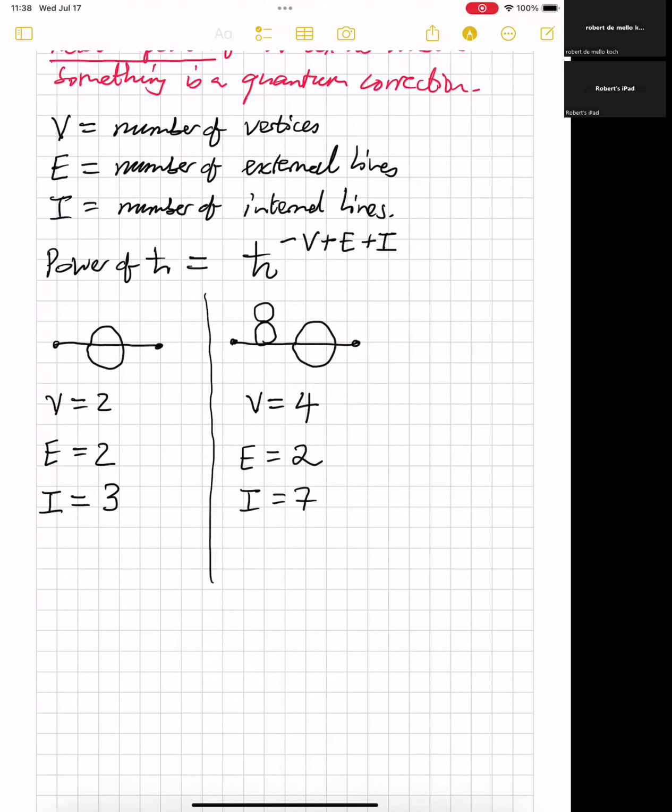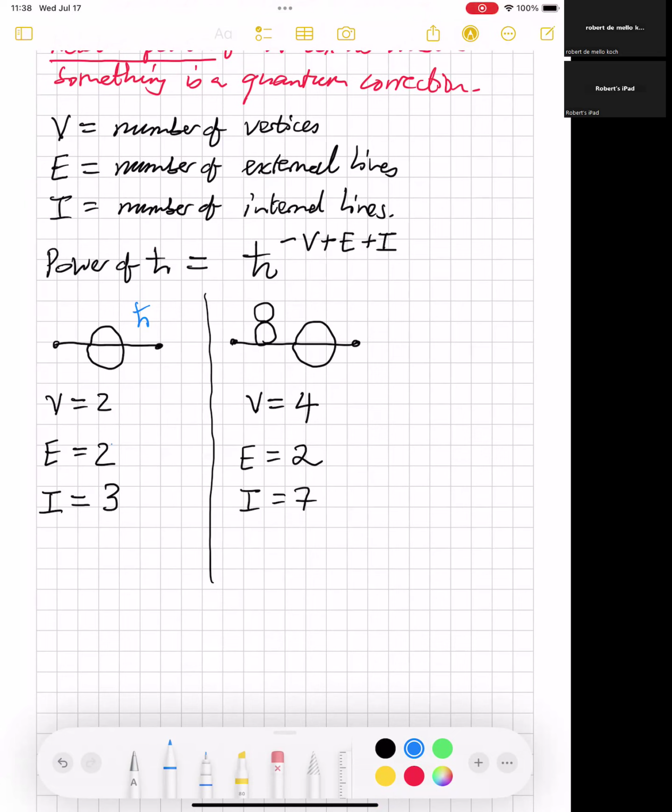So let's just separate these two. For this diagram, let's write in the h bar, we've got h bar to the power of -2 plus 2 plus 3. So this would be h bar cubed. And for this diagram over here, we've got h bar to the -4 plus 2 plus 7. 2 plus 7 is 9, -4 is 5. So this diagram would come with an h bar to the power of 5. Great. We'll keep going in a minute.